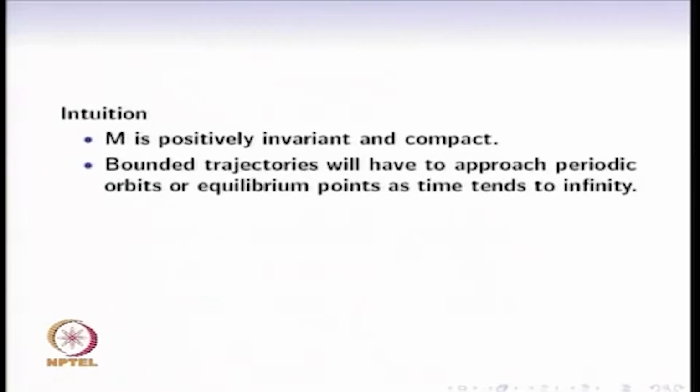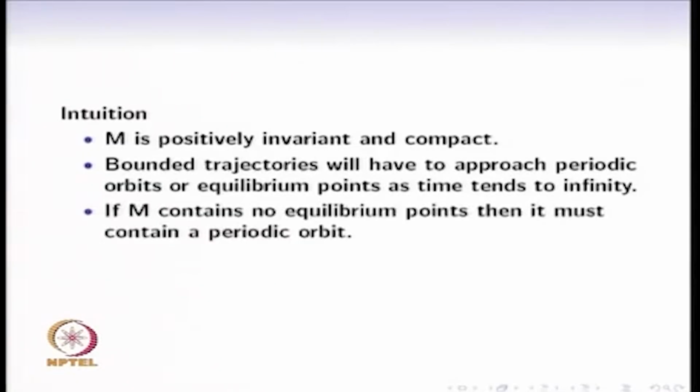Why? Because the trajectories are all bounded and they exist for all future time. Now, if we rule out existence of any equilibrium points inside M, then we are forced to have a periodic orbit. This is what Poincare-Bendixson criteria says.